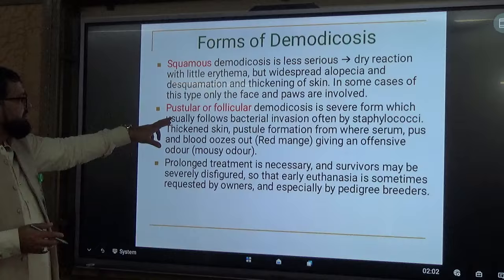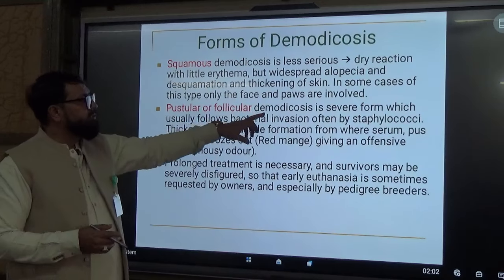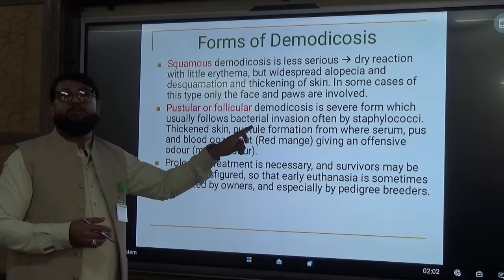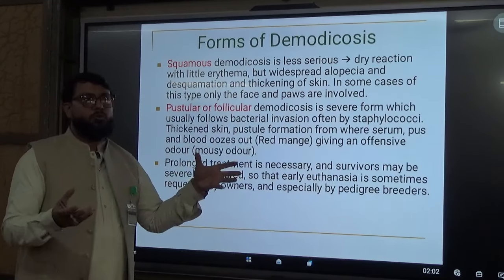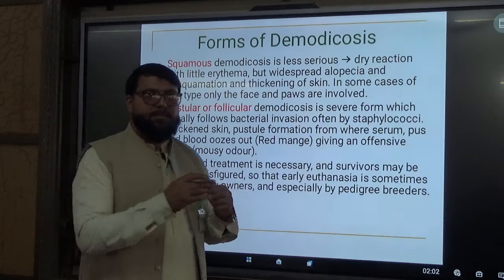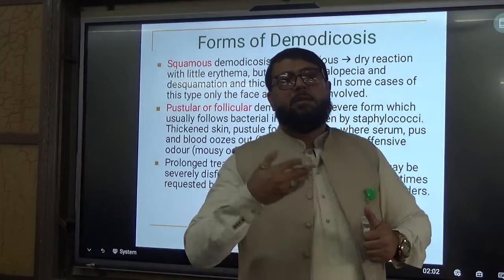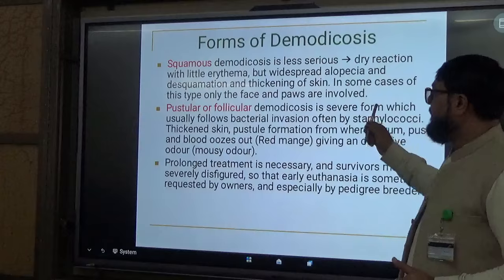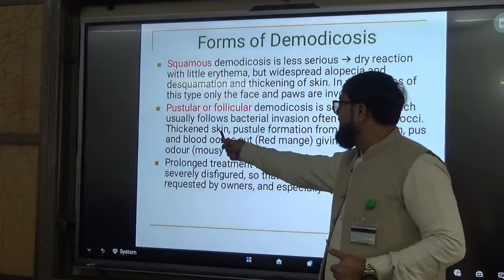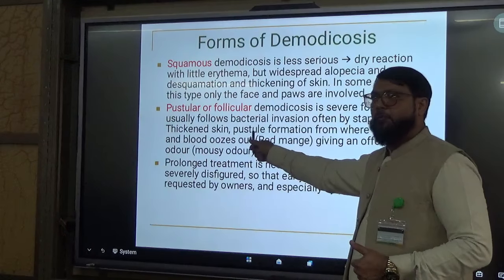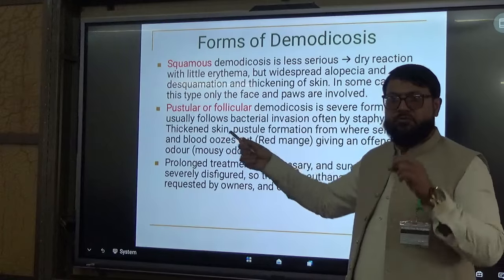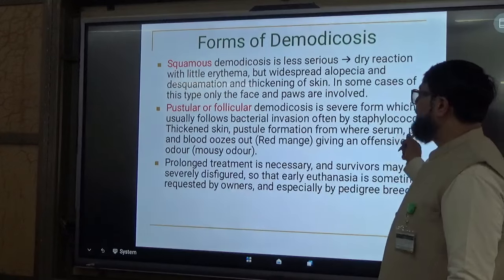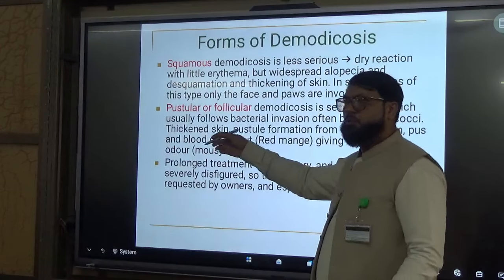In the second type, the pustular one, demodicosis is severe, usually following a bacterial invasion. It is actually a combination, or comorbidity, of the mite infestation with bacterial infection, mostly caused by Staph. Here there is thickened skin as well as pustule formation, which is the formation of vesicles filled with pus, from where serum, pus and blood start oozing out.